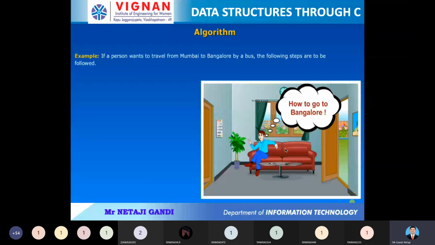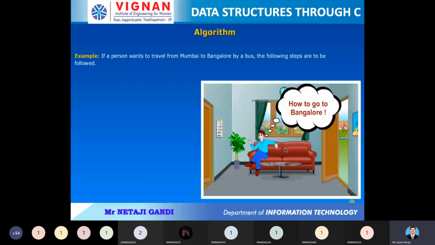Is it clear? Coming to one more example. Suppose a person is traveling from Mumbai to Bangalore by bus, what are the steps involved? Nowadays, in this pandemic situation, there is no need to physically go to a bus station for reservation. The APSRTC app and the Red Bus app are available. According to your point of view, what are the steps to develop an algorithm to travel by bus from Mumbai to Visakhapatnam to Kakinada, like that?